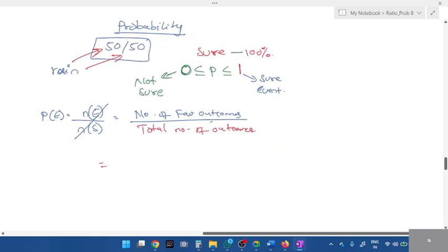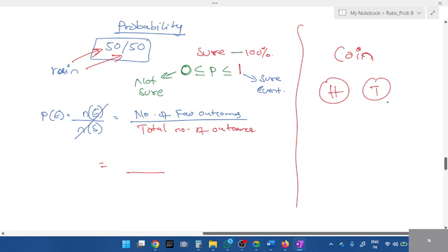Next, what do you mean by favorable outcome and total outcome, students? Look here. Now let me take a coin. How many sides does a coin have? Two sides. What are the two sides? Head and tail. If I flip this coin, can you definitely tell that it is going to fall on head, students? Is it possible to predict? No. We can't predict whether the coin is going to fall on the head side or the tail side.